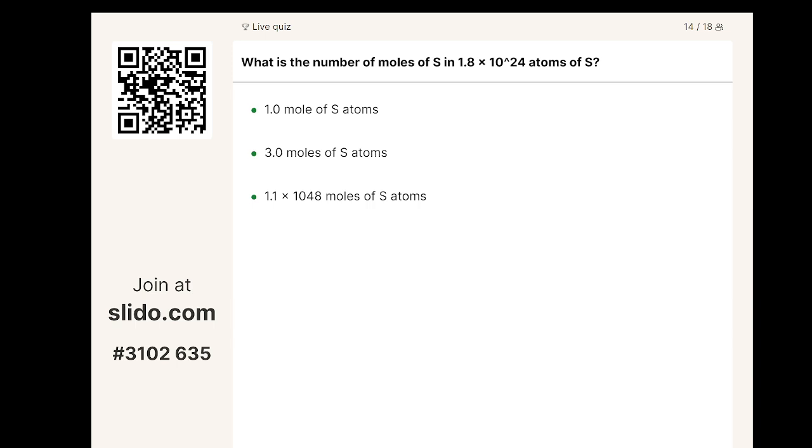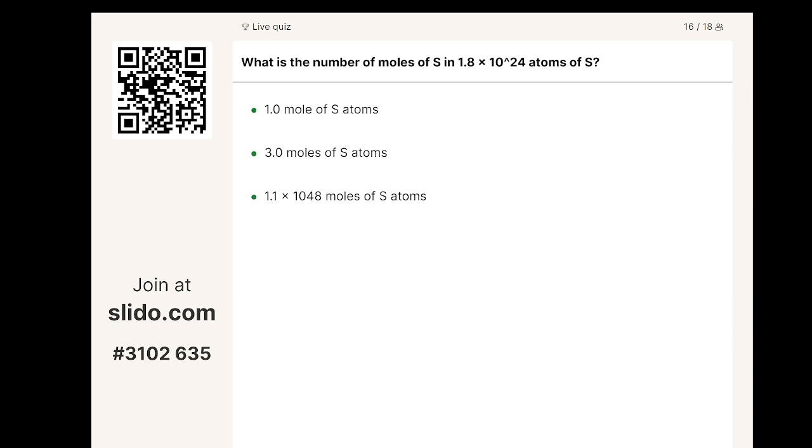Okay. What does 10 to the 23rd or 10 to the 24th mean? It's 10 times 10 times 10 times 10, 24 times, right? So I can always take a 10 out of that and move that over. So 1.8 times 10 to the 24th is the exact same number as 18 times 10 to the 23rd.